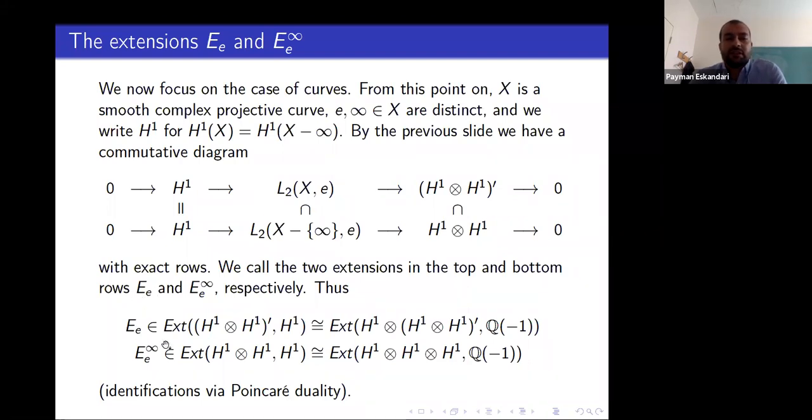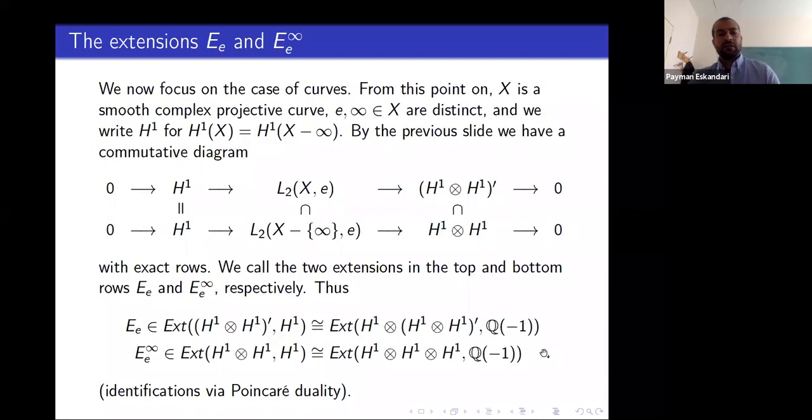So you get these two extensions, and okay, E sub E is an extension of a kernel of the cup product by H1, and we're going to use Poincare duality to bring this H1 to the side. So identify this with the extensions of a H1 tensor kind of cup product by Q minus 1. And then similarly, this guy being an extension of H1 tensor H1 by H1, you're going to use cup product to bring H1 to the other side, and you get the extension of the third tensor power of H1 by Q minus 1.